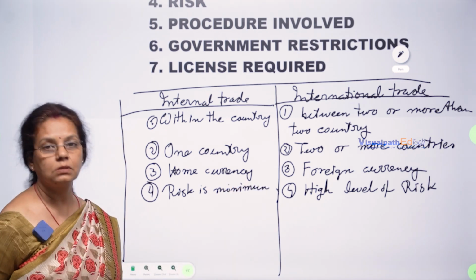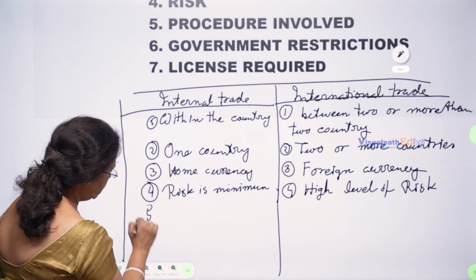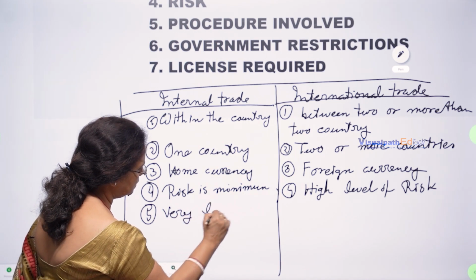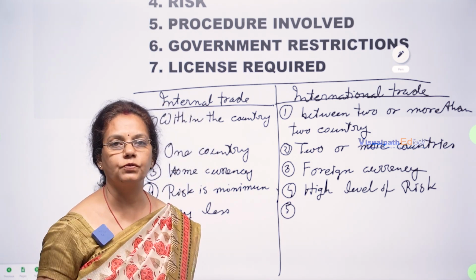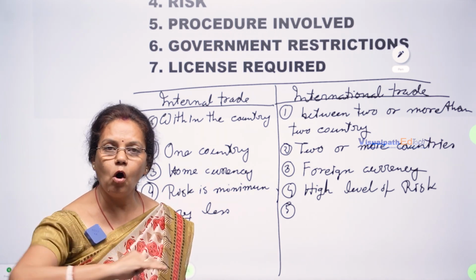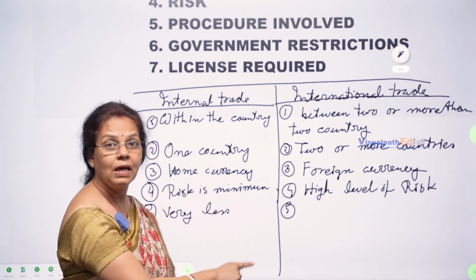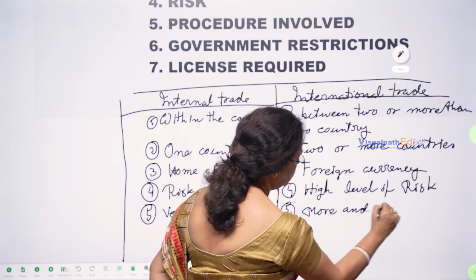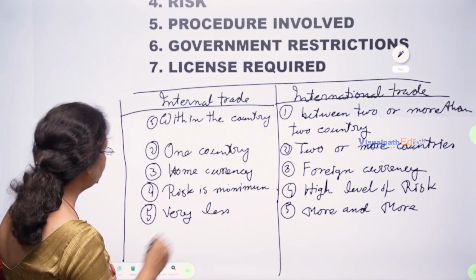And formalities are, of course, different. Procedure involved: here, the procedure involved is very less. And in international trade, different steps are involved, different types of procedures. It takes a long period of time. So many procedures are there; in internal trade very few, while more and more procedures are involved in international trade. This is the fifth point.